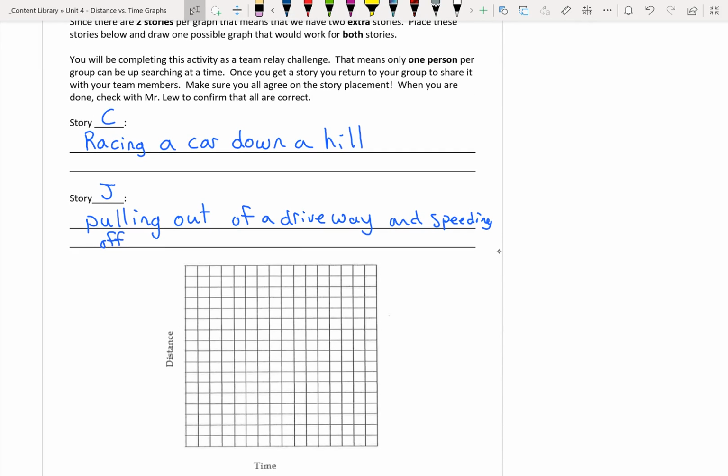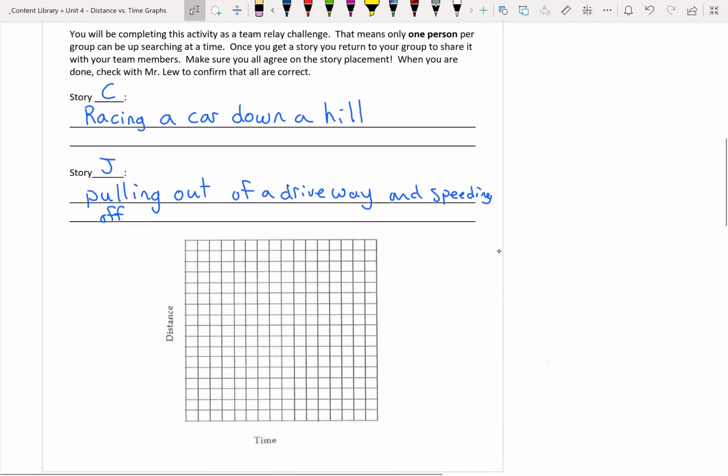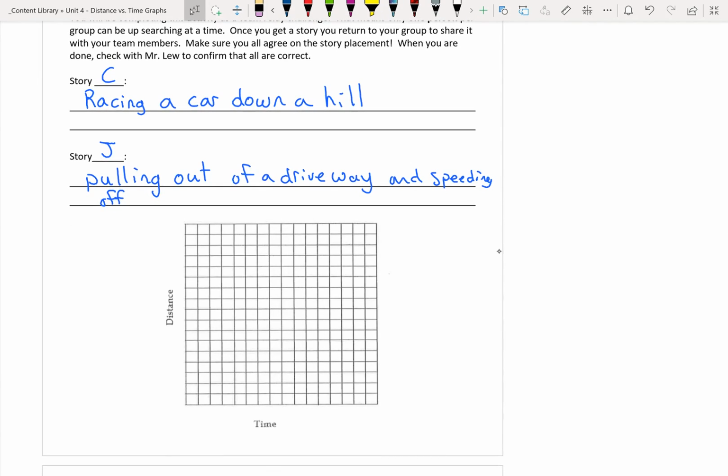So to represent these scenarios, we need to draw one graph. And the idea is if you're racing a car down a hill, you start off slow and then your speed increases as you get further and further down the hill. Same with pulling out of a driveway and speeding off. You start slow and then you start to accelerate, so your speed is increasing as time goes on. The key thing here is that your speed is not constant, so we shouldn't have straight lines.